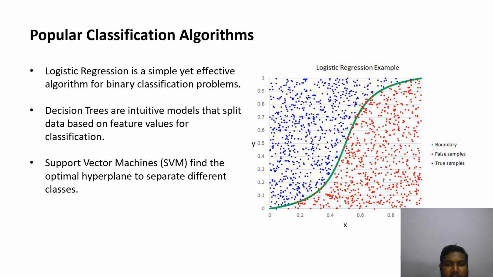Next, we'll see the decision tree. Decision trees are a model that splits the data based on values for classification. Support vector machines find the optimal hyperplane to separate different classes. It is used to separate the different classes.